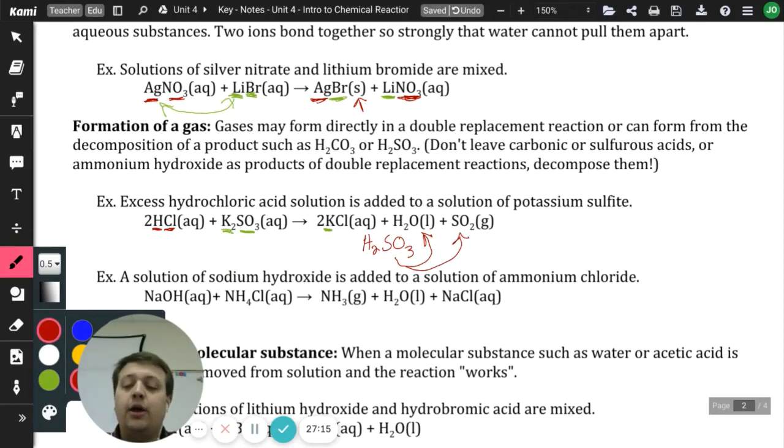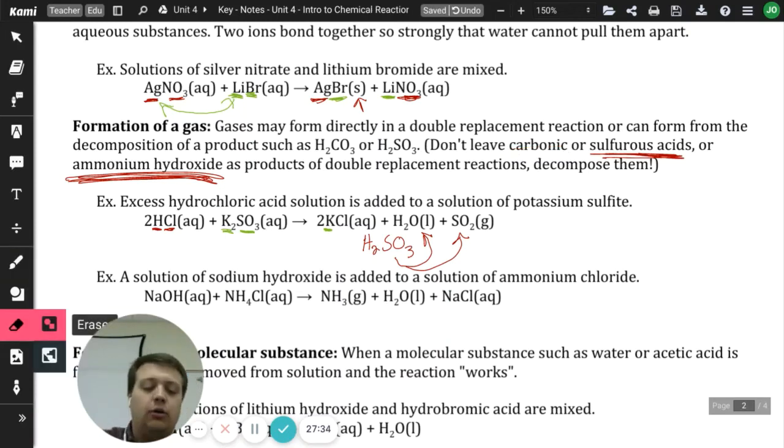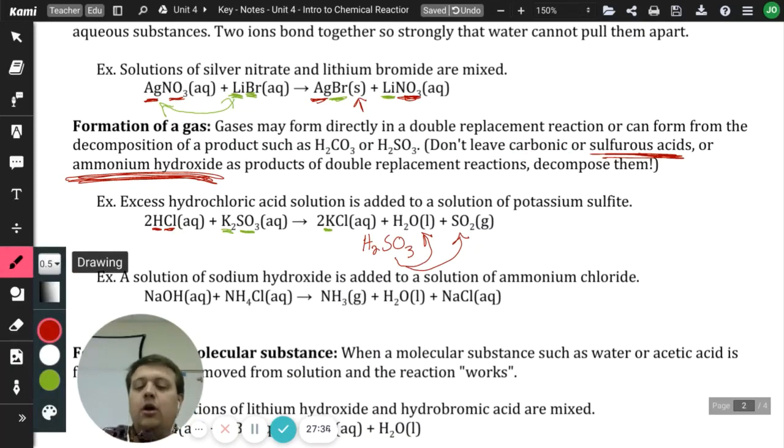So these three compounds, we need to remember that when they are produced as a part of a double replacement reaction, they are going to decompose further. So anytime you produce carbonic acid or sulfurous acid or ammonium hydroxide, those three things are going to decompose further as a part of that double replacement reaction.